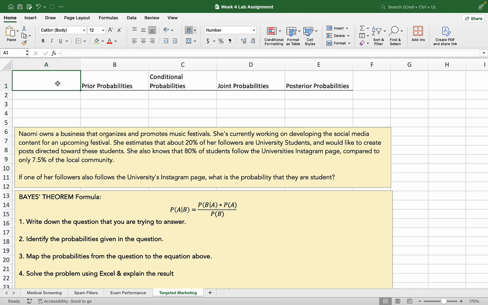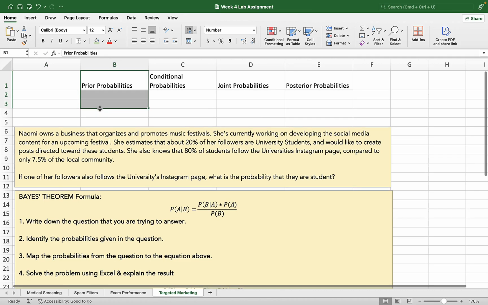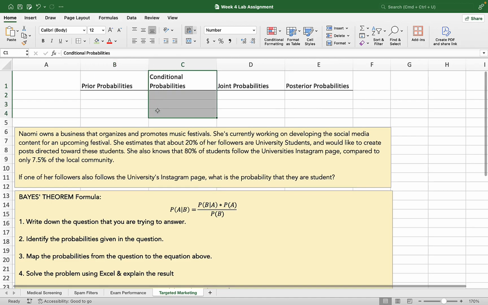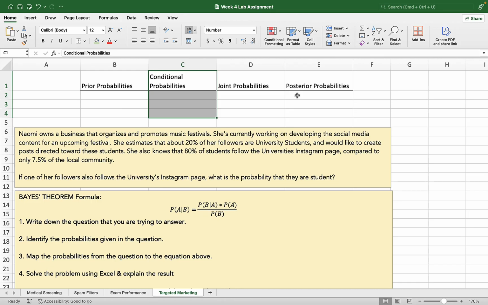So with Bayes Theorem, we're given a set of prior probabilities and then we get some new or supplemental information that allows us to update our probabilities. We get a new posterior probability. So let's start with an example.